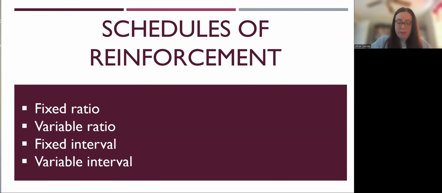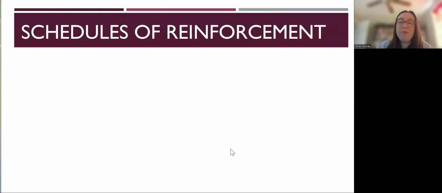Up until now, we've been spending a lot of time talking about operant conditioning, behavior, consequence, and all of the basic contingencies that are involved with operant conditioning. Now, up until now, we have been talking about one-to-one behavior consequence ratios. Behavior happens, then a consequence. Behavior happens, then a consequence.